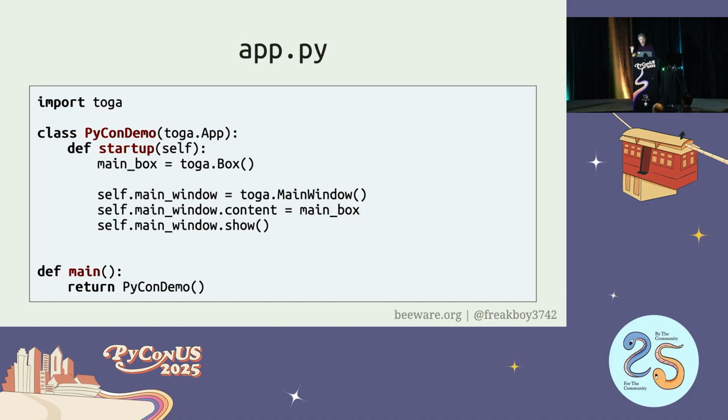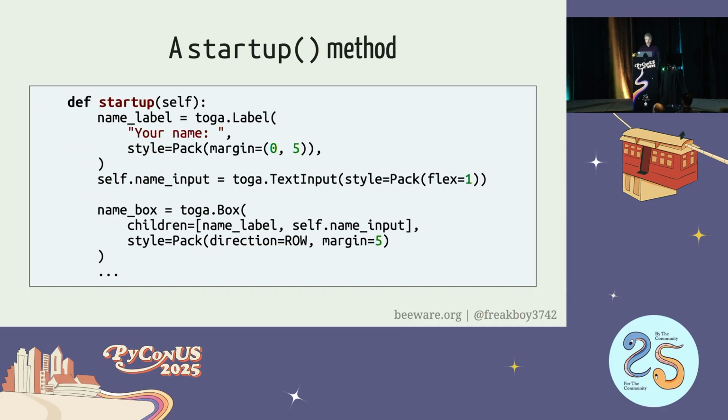So let's replace that startup method with some actual code that does something more interesting. In our startup method, we're going to define a static text label with the text "Your name". Toga lets you set the style of each widget using a subset of CSS called Pack. So we tell Toga that we want this widget to have a margin around it. Then we'll define a text input so we can get some information from the user. Again, we'll give it a little bit of style. We'll mark this text input as flexible. Toga's layout is based on CSS3's flexbox, so marking the text input widget as flexible means it will be able to expand to absorb any available extra space.